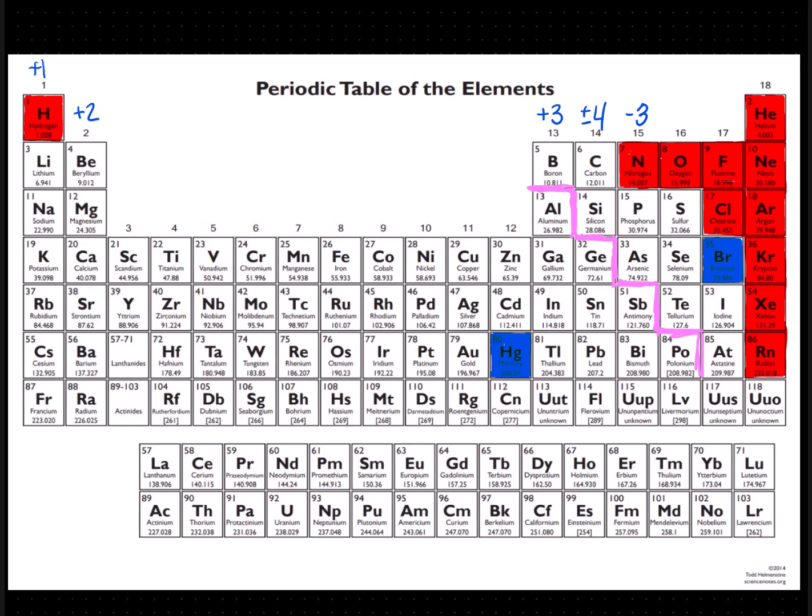Oxygen family has 6 valence electrons. It's easier to gain 2 rather than get rid of the 6 valence electrons. So it has a charge of minus 2. The halogen has 7 valence electrons. It's easier to take in 1 than get rid of the 7, so it has a minus 1 charge. And we know group 18, the noble gases, do not have any charge.